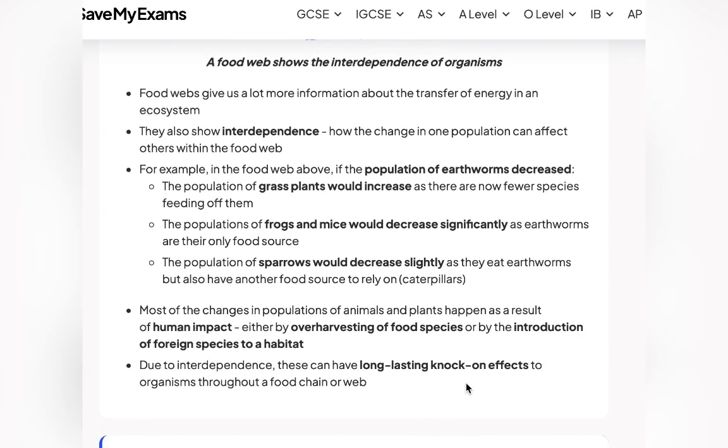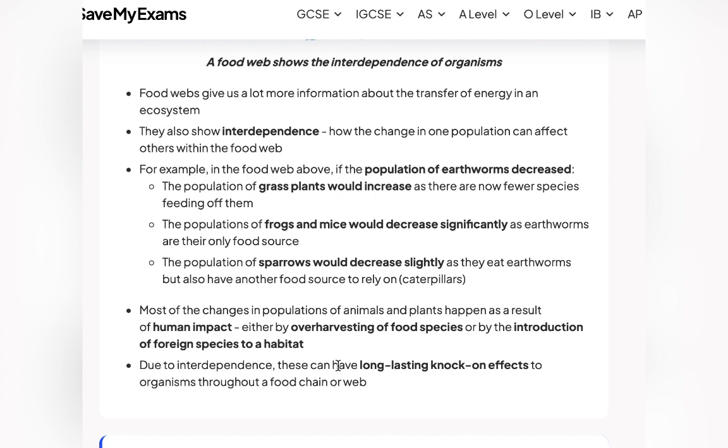Now, most of the changes in the populations of animals and plants happen as a result of human impact. What happens to the population comes from what we studied in chapter 20, the human impact on the environment. When we cut down the bushes, kill animals and organisms, and burn everything, we begin to affect the other organisms in the ecosystem in our environment.